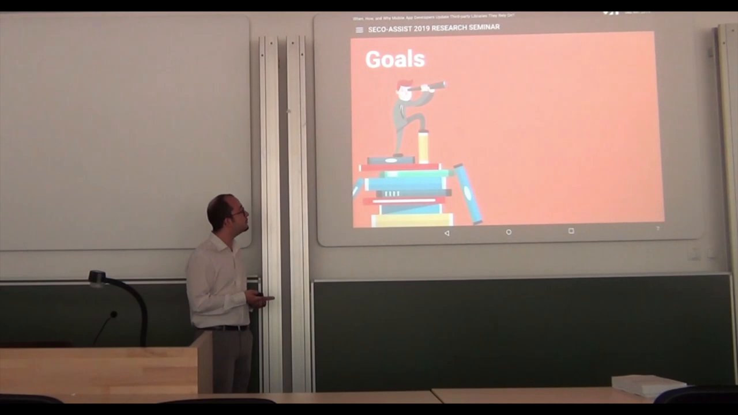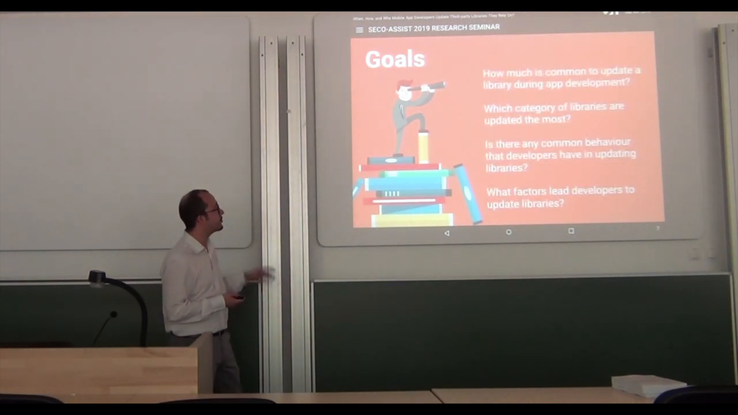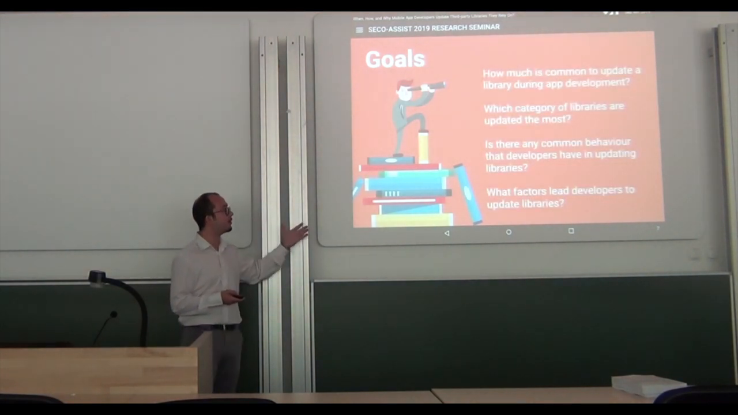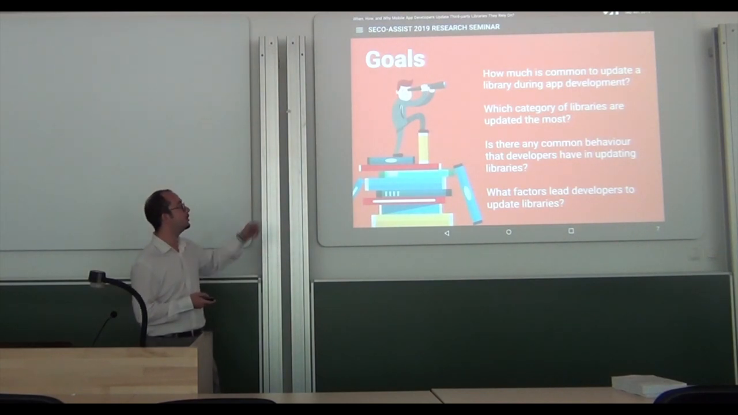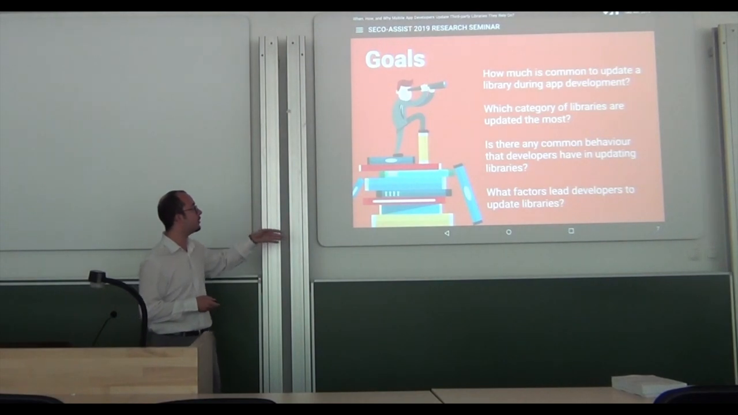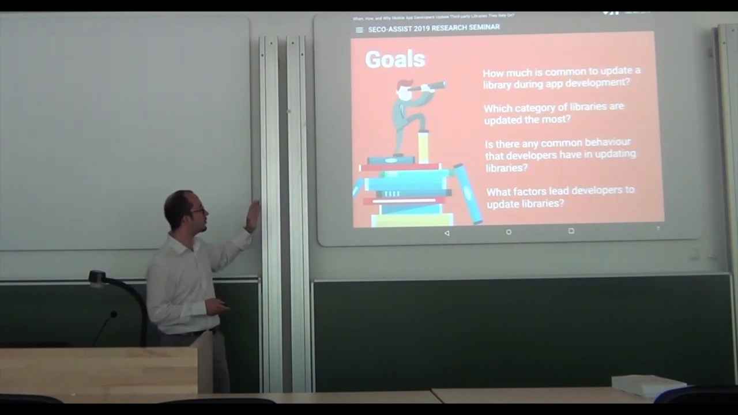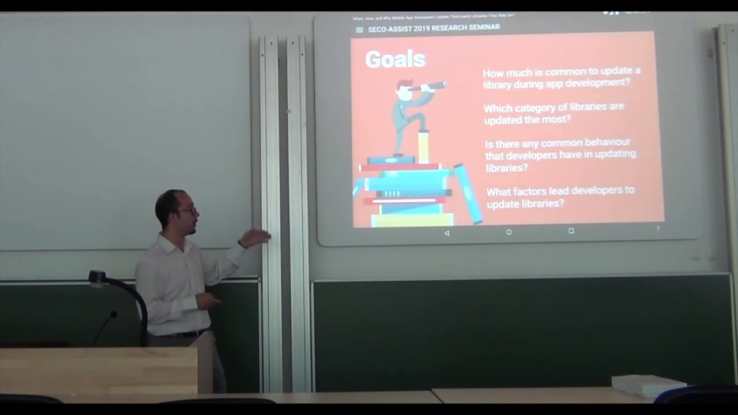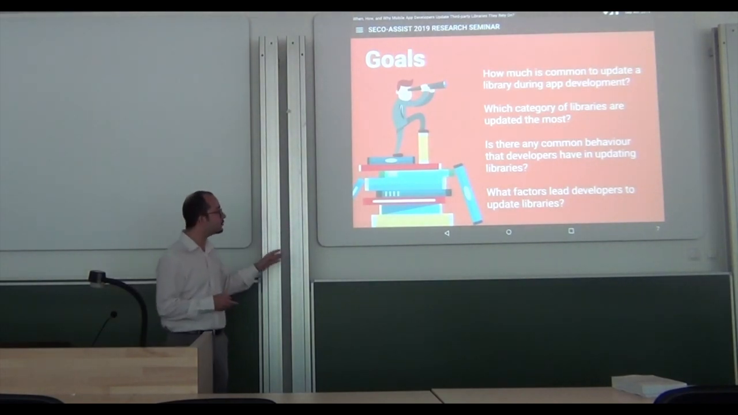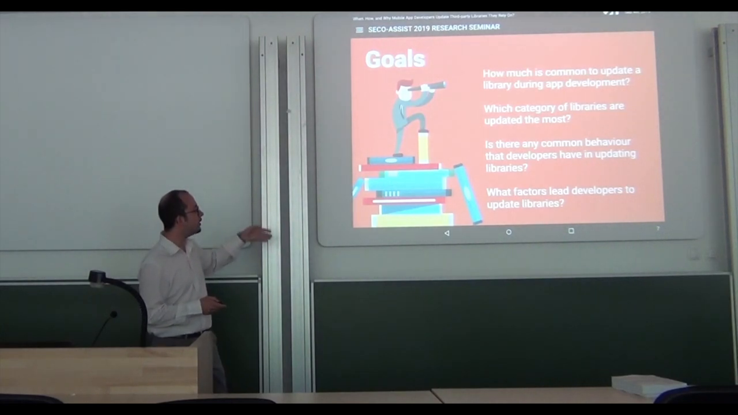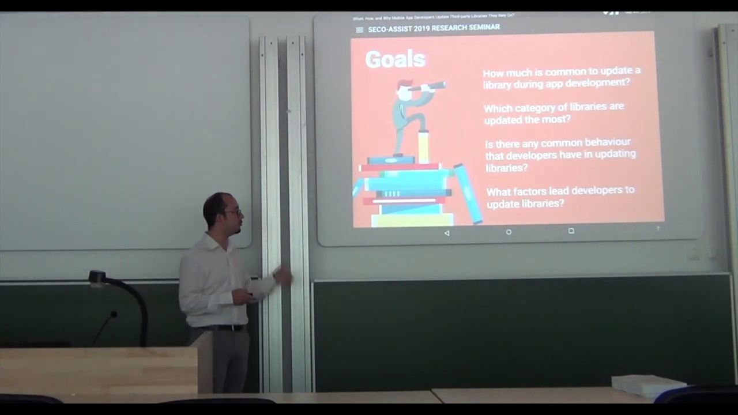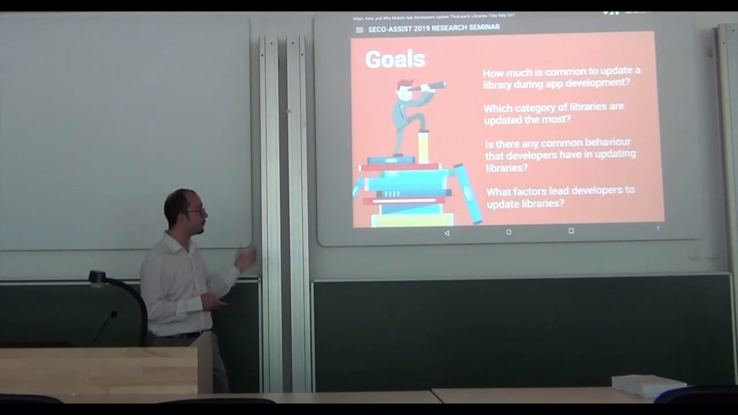So the goal of this study is to understand, first of all, how common it is to update libraries during mobile app software development. Then we would like to understand which categories of libraries are updated the most and the least. Then we would like to understand if there is any common behavior that developers follow when updating these libraries. Last, we would like to understand why developers update these libraries. So what factors lead developers to update these libraries?